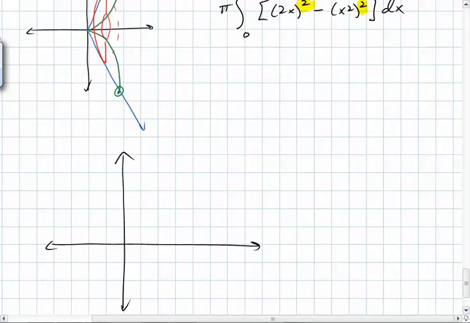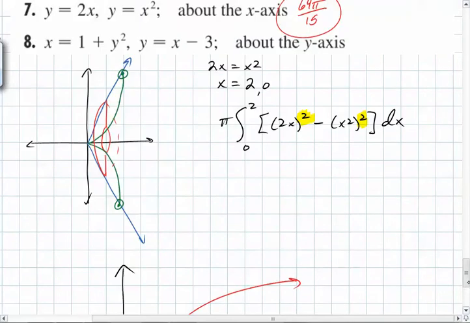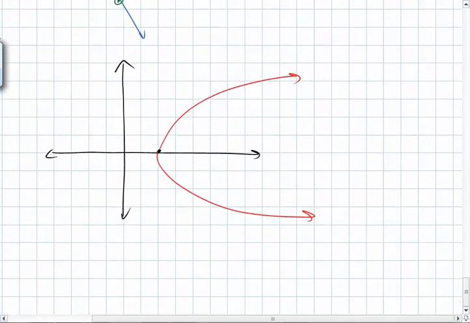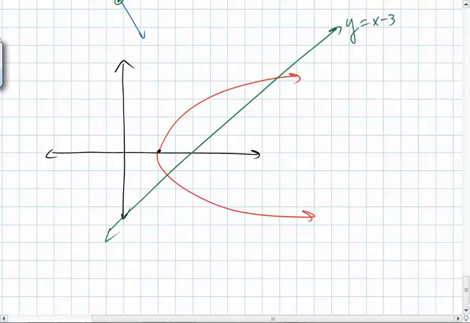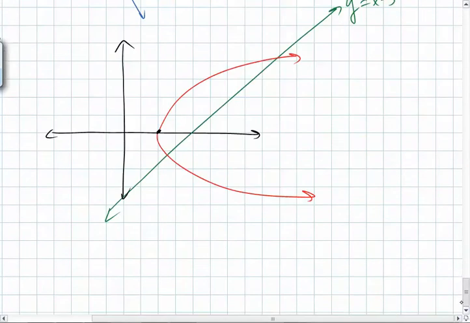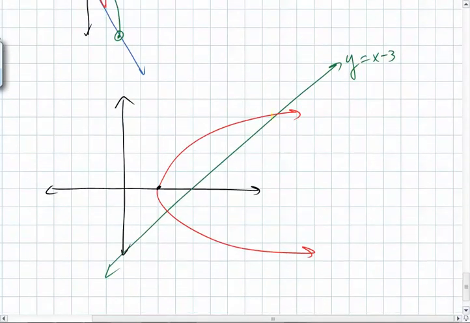It's a sideways parabola, starts at 1, like this. And then you've got y equals x minus 3. It just kind of cuts it off, right? Looks like this. There it is. So you're taking this shape right here, and what are you doing with it? You're rotating it around, what are you rotating it around? The y-axis. Nice.